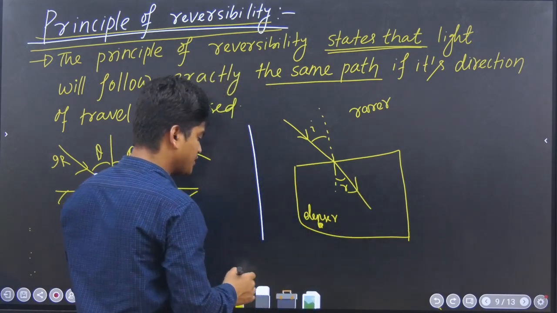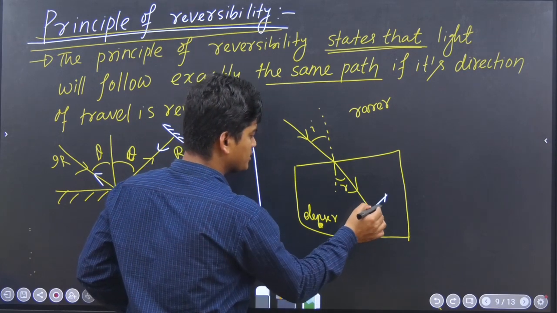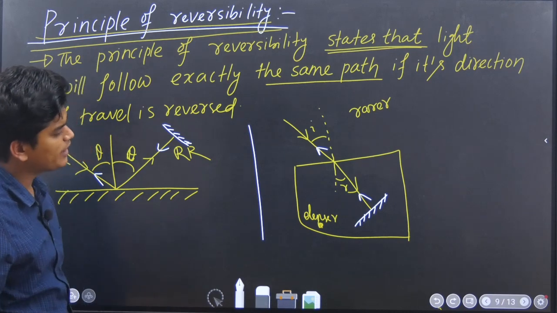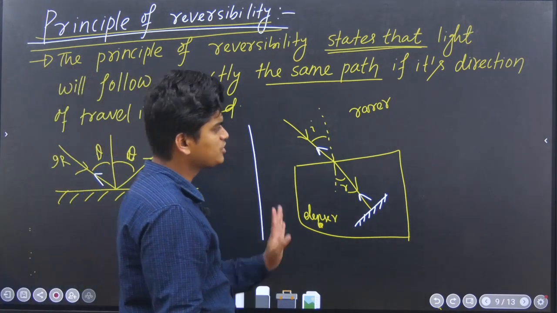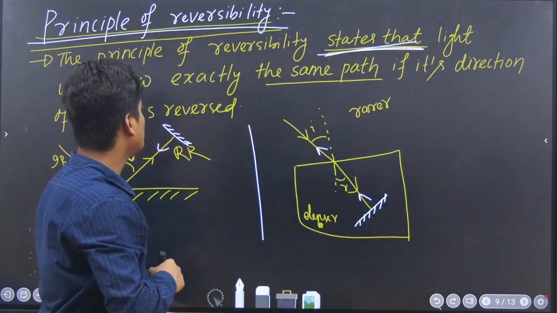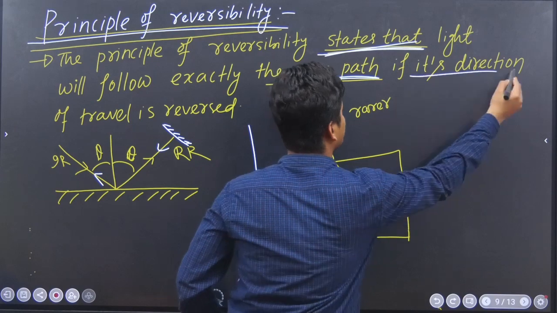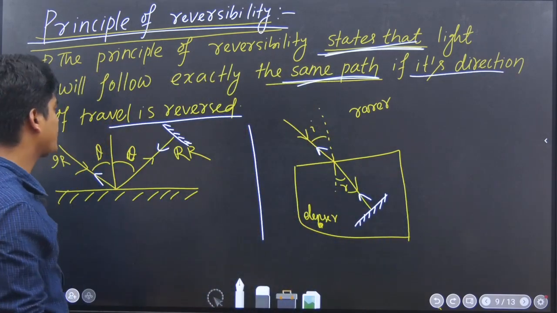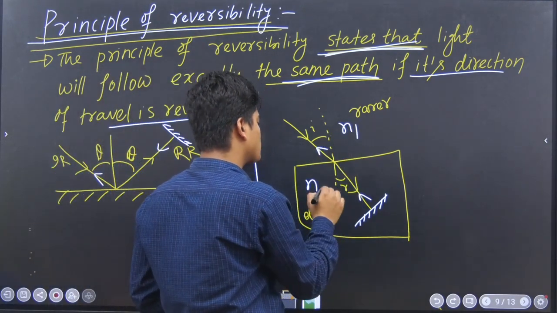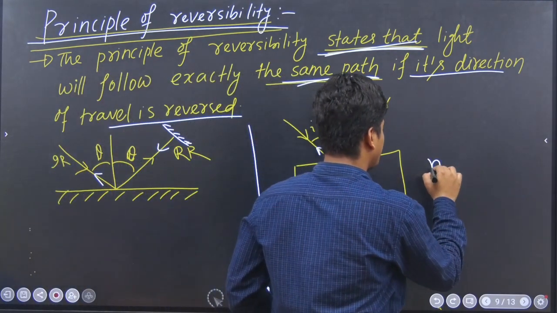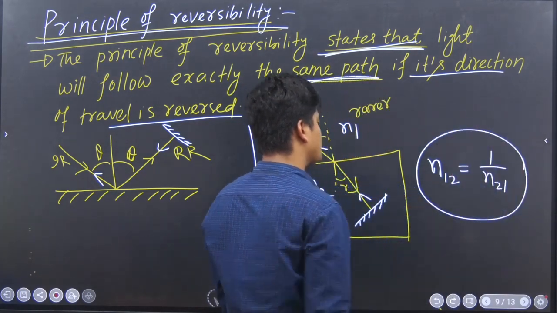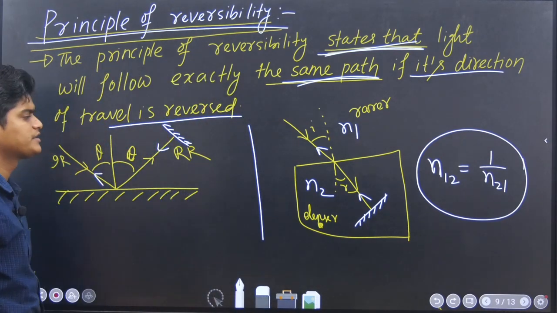Now, if I put a mirror here, then the light ray will go this way. The light ray will go like this. So, it will come back. This is the idea, basically the principle of reversibility. That means it states that light will follow exactly the same path if its direction of travel is reversed. If you are reversing, then it will travel the same path. So, here it is eta 1, here it is eta 2. Then I can write here eta 1 2 is nothing but 1 by eta 2 1. So, the principle of reversibility, you just try to understand.